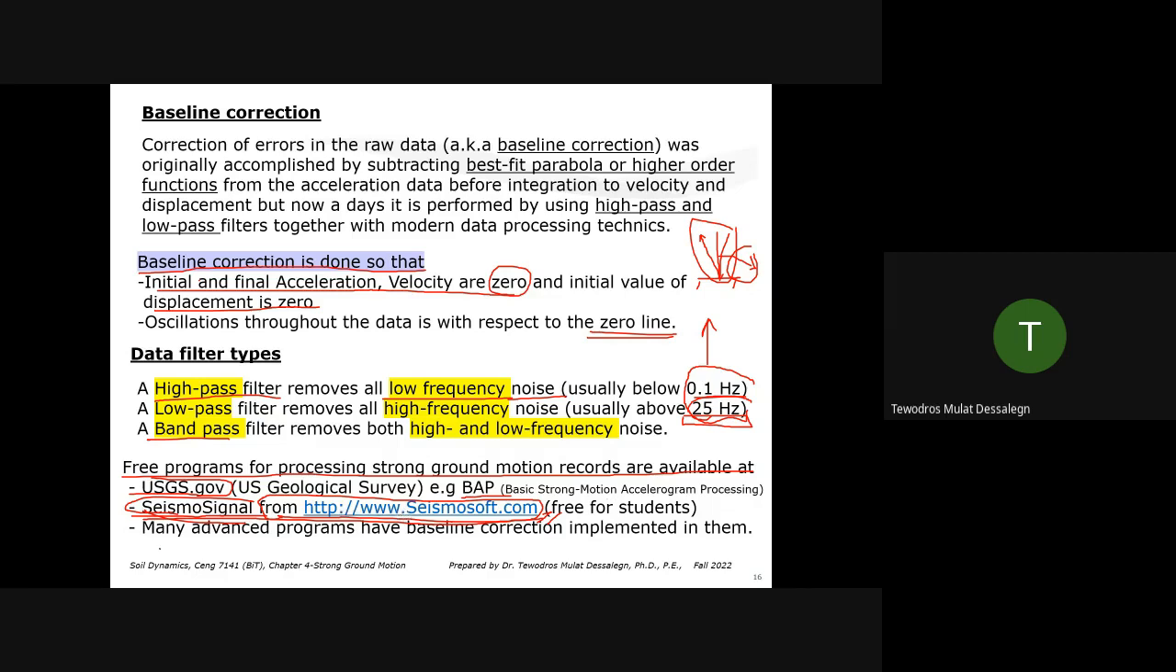And there are many other options. Many advanced programs have baseline correction implemented in them. You can use MathCAD, MATLAB, and even FLAC, Plaxis, they may have it, but it may not be easy to understand. If you don't know FLAC or Plaxis, it may not be easy to understand what you're doing. But SeismoSignal is specifically for this, you can use it for processing. It's easy.